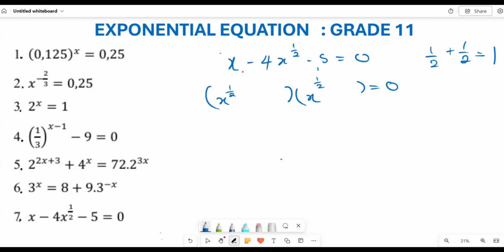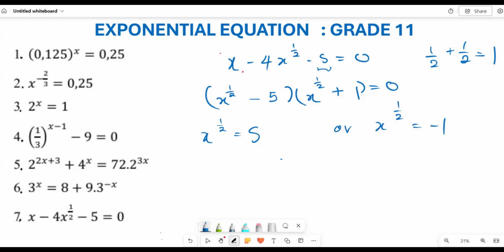And then now I am looking for my 5 so that I can get the factors. This is the same as 5 and 1. Because the middle term is negative, this is going to be negative. But because the last term is negative, then this must be positive so that I end up having the last term as negative, right? So from here, x to the power of 1 over 2 equals 5, and x to the power of 1 over 2 equals negative 1.